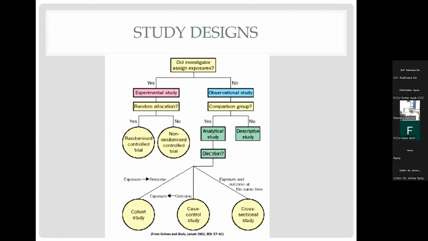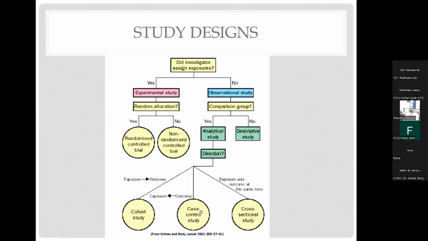The direction is very important, that is, the direction between exposure and outcome. If exposure and outcome are measured at the same time, we talk about the cross-sectional study. If the outcome is observed and you look for exposure in the past, then you talk about the case control study.